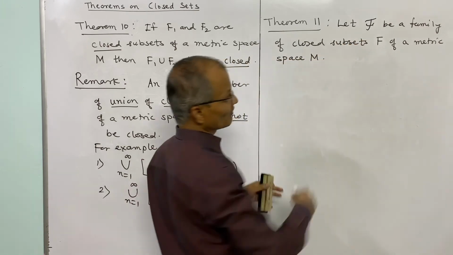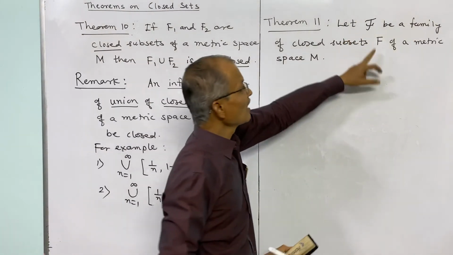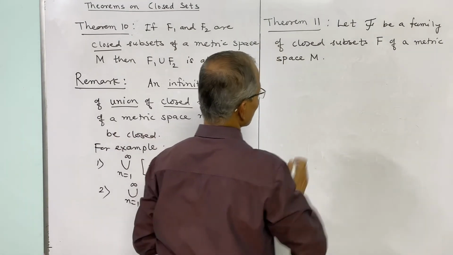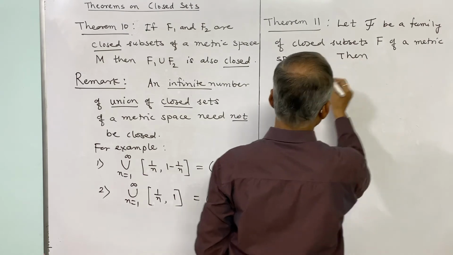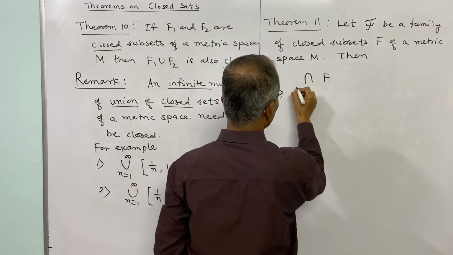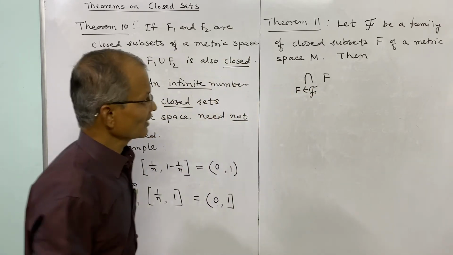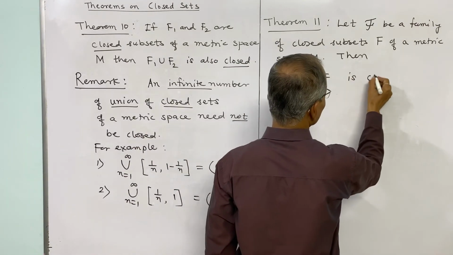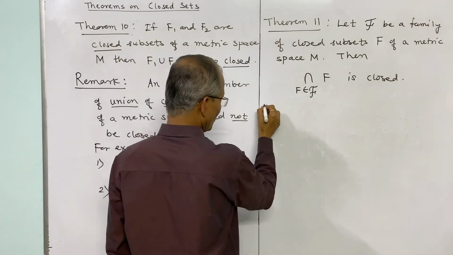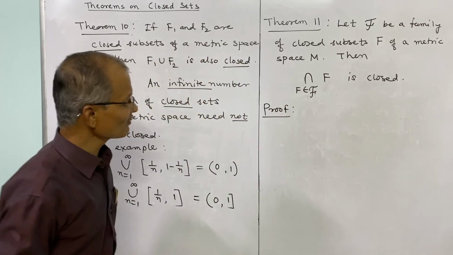It is a family, which means maybe an infinite number of closed subsets F of a matrix space M. Then the intersection of F, where F belongs to script F, we have used this notation earlier, is closed. The proof is to show it is closed, which means we have to prove that its closure is equal to the same set.